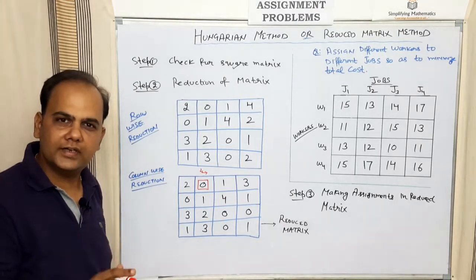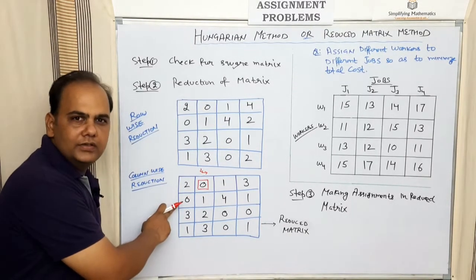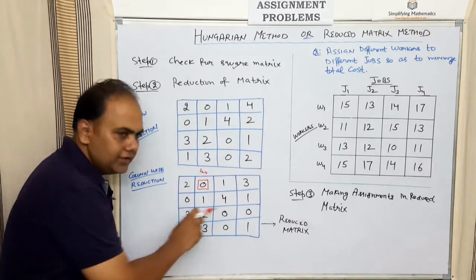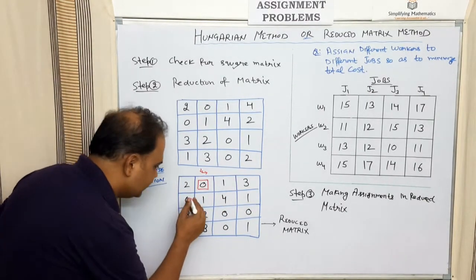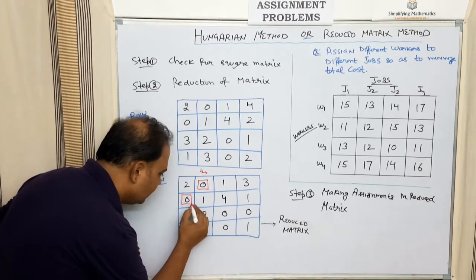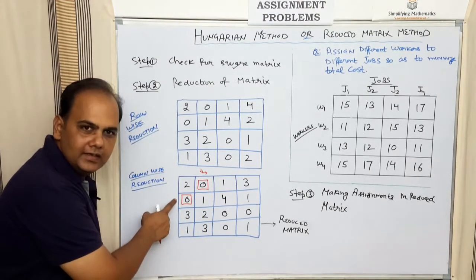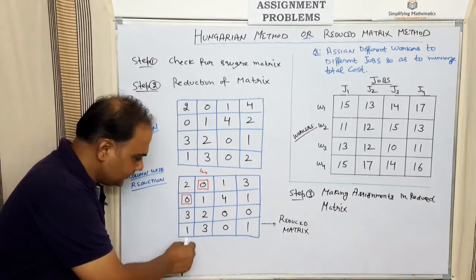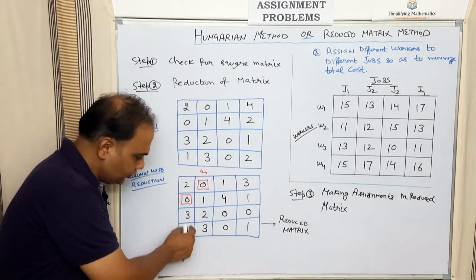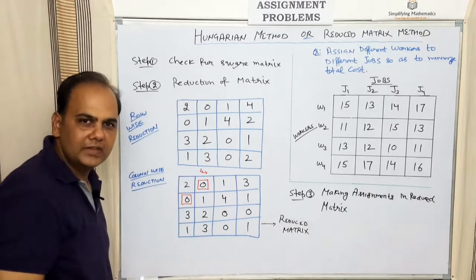Now moving towards the second row, look for a single 0 in the second row. Are you getting a single 0 in the second row? Yes, so this is the 0. Again you mark an assignment on that 0. Corresponding to this cell, is there any 0 in this column or in this row? No 0 is there in this column and in this row.